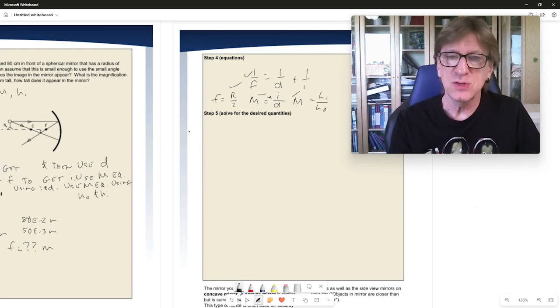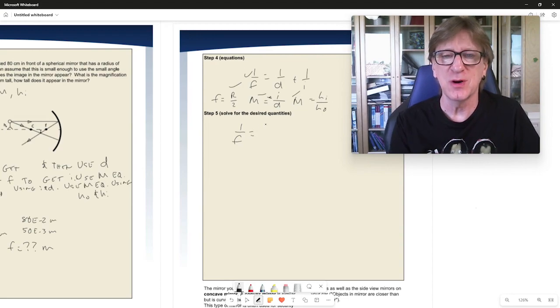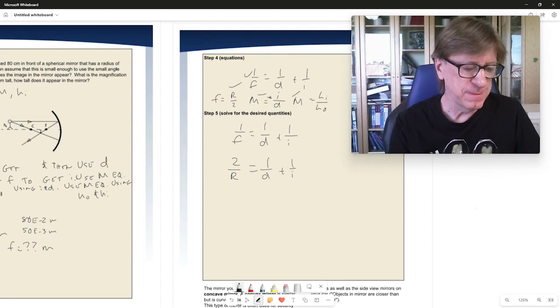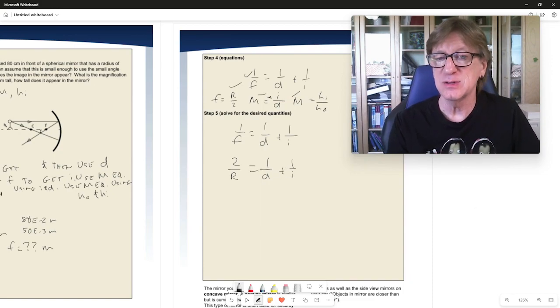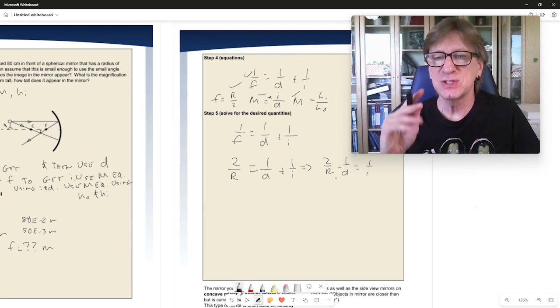All right, so it's usually a good idea to start with the equation that's going to give you what you want. So we're going to start with this lens equation, which is now also our mirror equation. So that's 1 over D plus 1 over I. I need F, so I'm going to put that in here. 1 over F is going to be 2 over R. Make sure you see what I've done there. 1 over D plus 1 over I. All right, so now we want I, so I'm going to have to move this to the other side. And so that's going to give me 2 over R minus 1 over D is going to equal 1 over I.